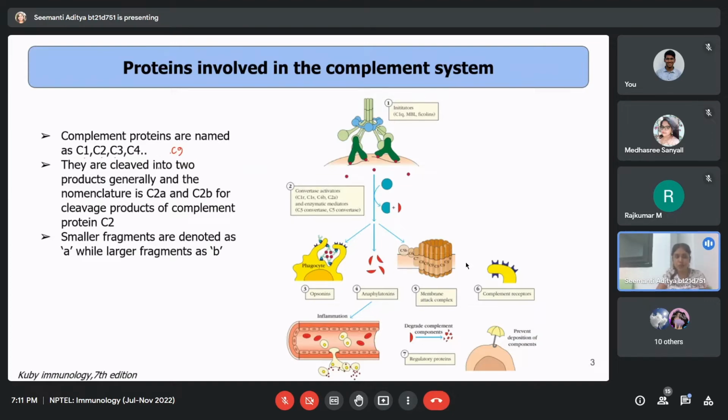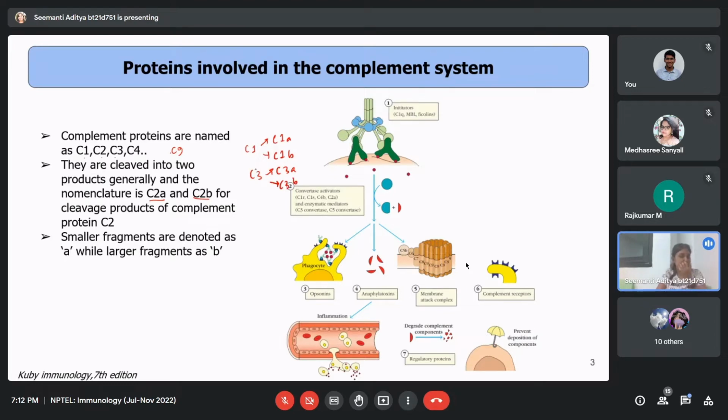These complement proteins are like whole proteins, and these are inactive proteins. These are present in your circulating blood. Once they are cleaved, they will generally have two subunits, which are named, for example, C2A or C2B. If C1 is cleaved into two, then it can be C1A or C1B. If C3 is cleaved into two, it is C3A and C3B, and so on.